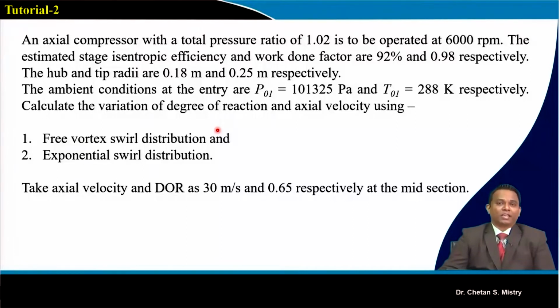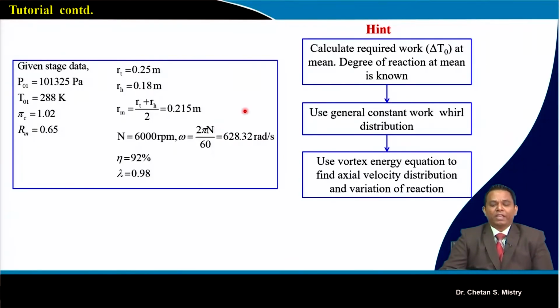So in this case we are looking for the calculation of what is happening with our degree of reaction and with the change of axial velocity. That means we need some understanding of these methods. Let's see how we proceed. We have this data: pressure, temperature, pressure ratio, tip radius, hub radius, rotational speed, efficiency and blockage factor, they are known to us. We would like to calculate the degree of reaction.